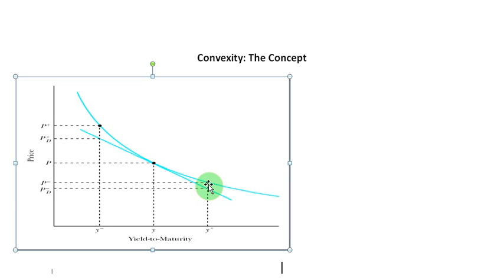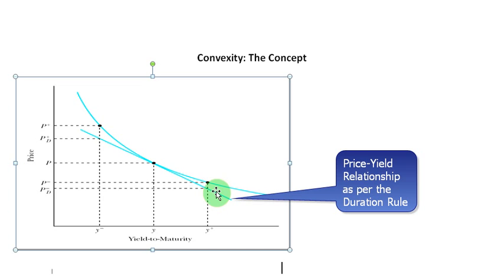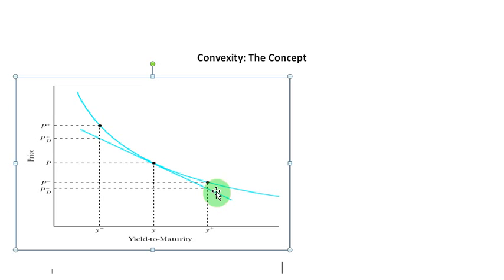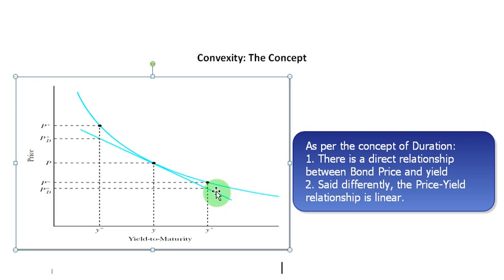Also, my friends, you see two lines in this graph. One of them is a straight line, this one here. It is sloping downwards and it indicates the percentage change in the bond price as per the duration rule. Please keep in mind that the straight line which plots the duration rule implies that the percentage change in price is directly proportional to the percentage change in yield. In other words, you could also say that according to the duration rule, the relationship between the bond price and yield is a linear one.